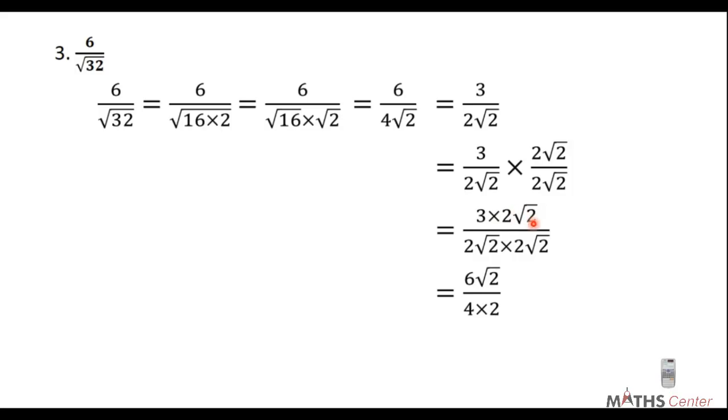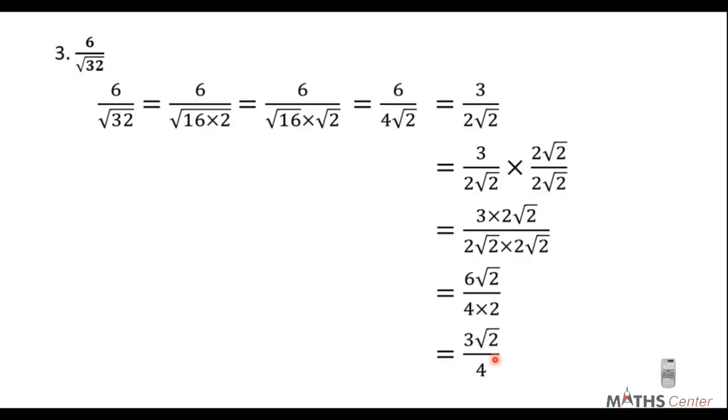3 times 2 root 2 will give us 6 root 2. Now 2 times 2 will give us 4. Square root of 2 times square root of 2 will give us 2. So you are going to have 6 root 2 over 4 times 2. Now we can see from here that 2 is a factor of 6. So 2 can cancel itself 1 and cancel 6 3 times. So this will give us 3 root 2 all over, 2 has cancelled itself 1, so 2 times 1 to give us 4.